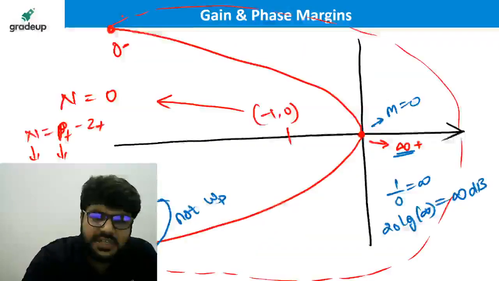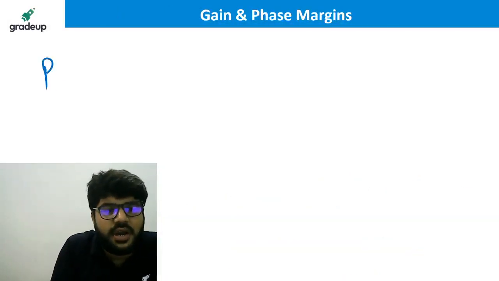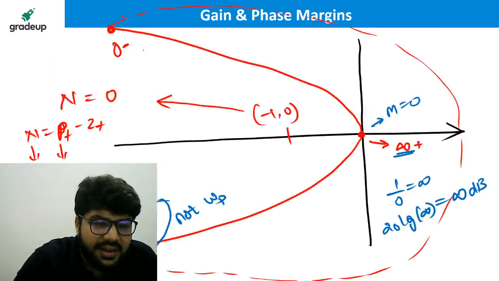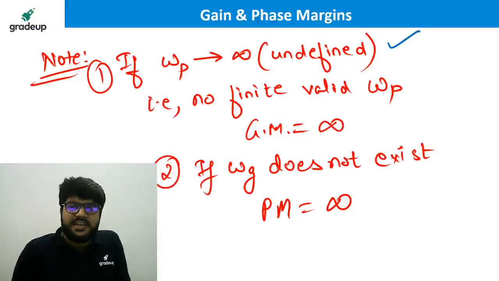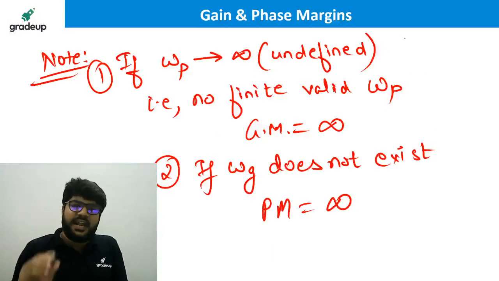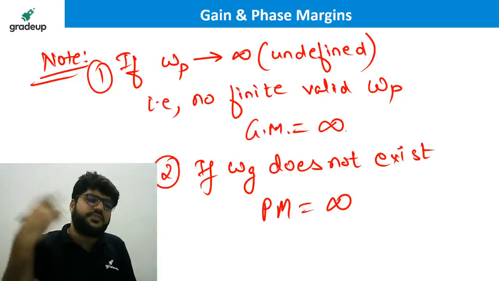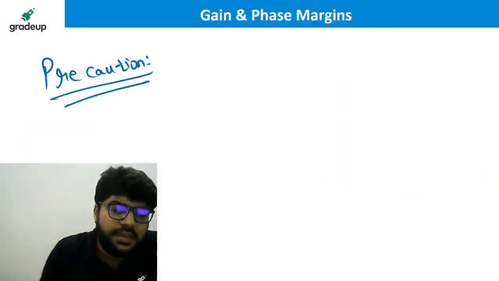And what is the precaution that you have to follow? कि sir अब ऐसा क्यों हो गया? The only precaution that you have to follow now, what I told earlier, na, that was not a precaution. Earlier मैंने क्या बोला था? If omega p is infinity, the gain margin is infinity. That is not a precaution. That is the result I have given you. If omega g does not exist, phase margin is infinity. But here I am talking about the precaution where you have to keep safety.